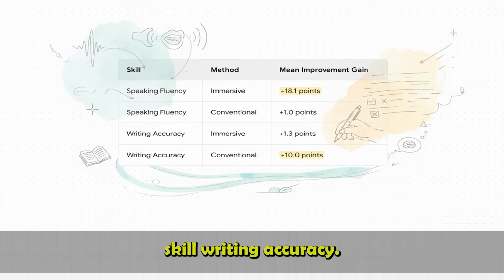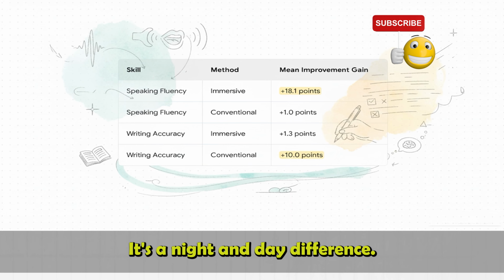But now, look at the second skill, writing accuracy. The roles are completely and totally reversed. Here, the conventional group, with all its focus on grammar rules and structure, saw their scores improve by 10 full points. And the immersive group? They only gained 1.3 points. It's a night and day difference.